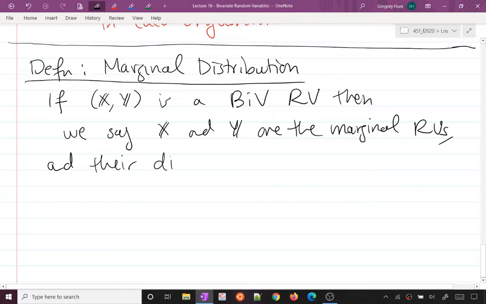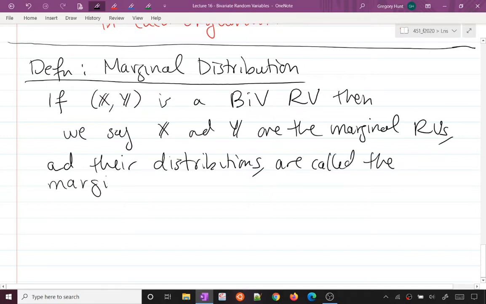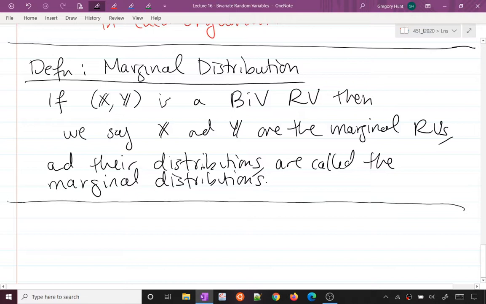and their distributions respectively are called the marginal distributions. And we'll see where that word marginal comes from. But it's just a way of talking about the component-wise distribution of the bivariate random variable.